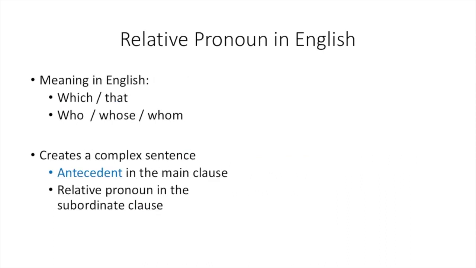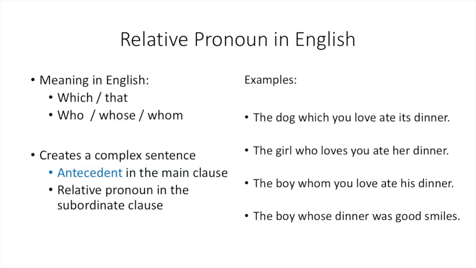The relative pronoun in English is which or that, who, whose, and whom. Like I said, it creates a complex sentence. The antecedent, or the word that the pronoun replaces, is in the main clause, and the relative pronoun itself is in a subordinate clause or a dependent clause. To illustrate these, let's look at these four examples. We'll start with the first one.